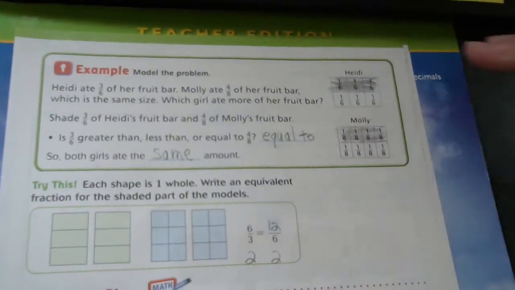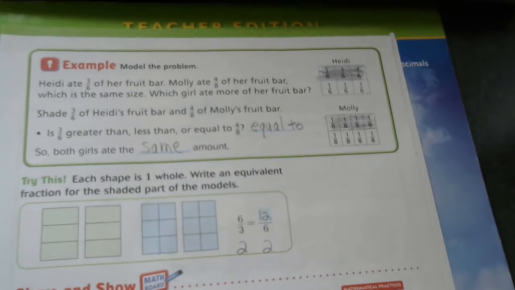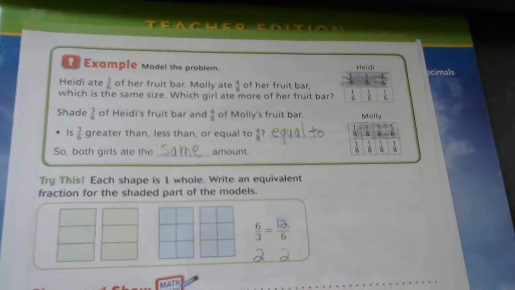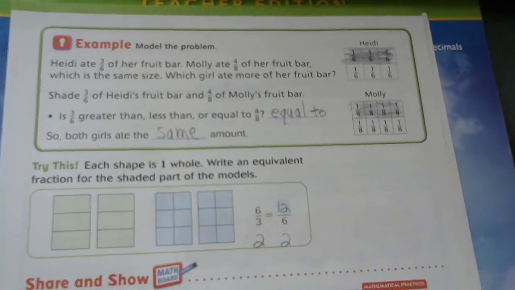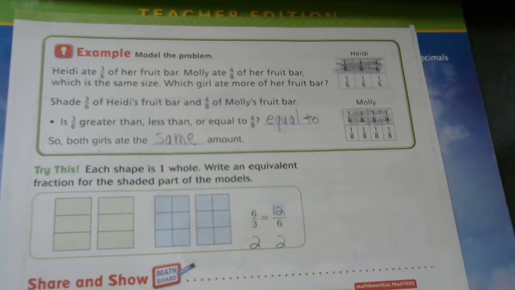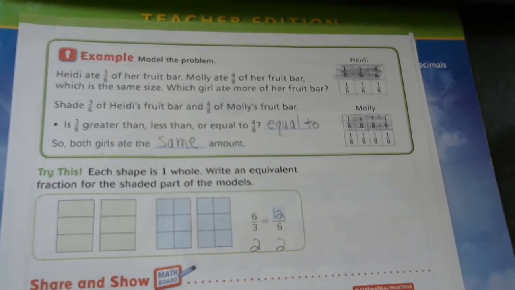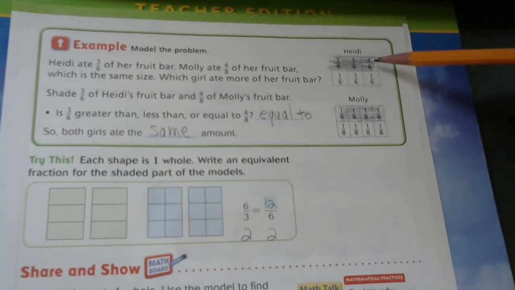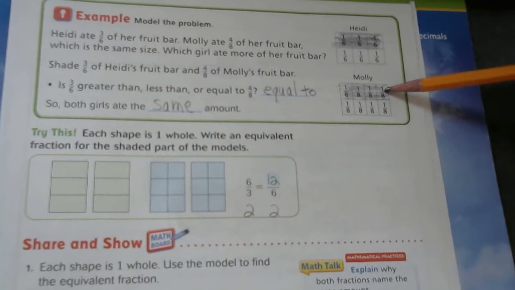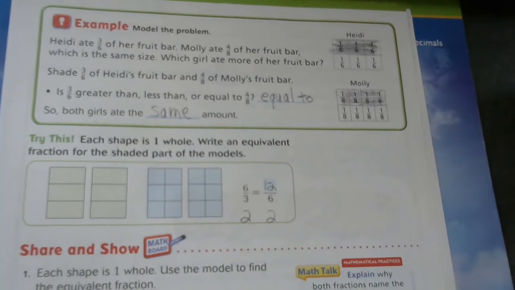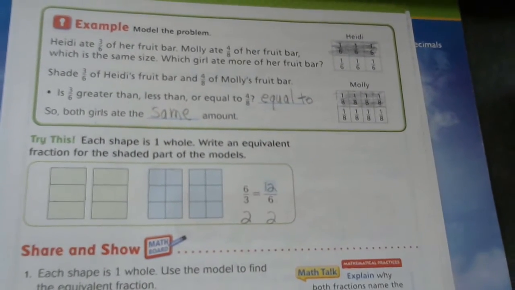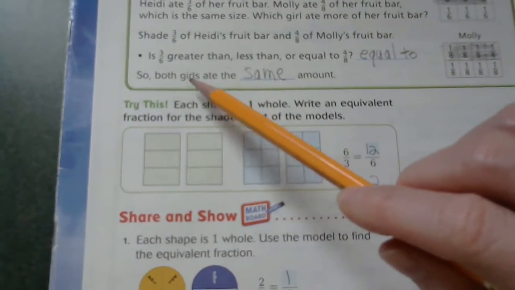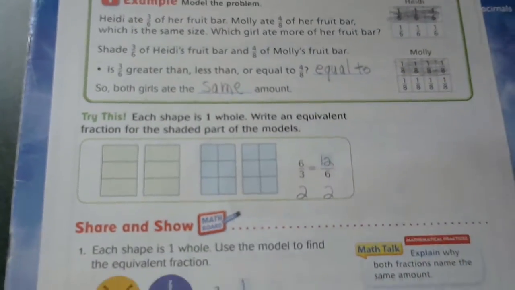Heidi ate 3/6 of her fruit bar. Molly ate 4/8 of her fruit bar. Which is the same size? So their fruit bars are the same size. Which girl ate more of her fruit bar? Shade 3/6 of Heidi's fruit bar and 4/8 of Molly's fruit bar. So I shaded 3/6 and 4/8 and found out they are equal. Is 3/6 greater than, less than, or equal to 4/8? Well, it's equal to. So both girls ate the same amount.